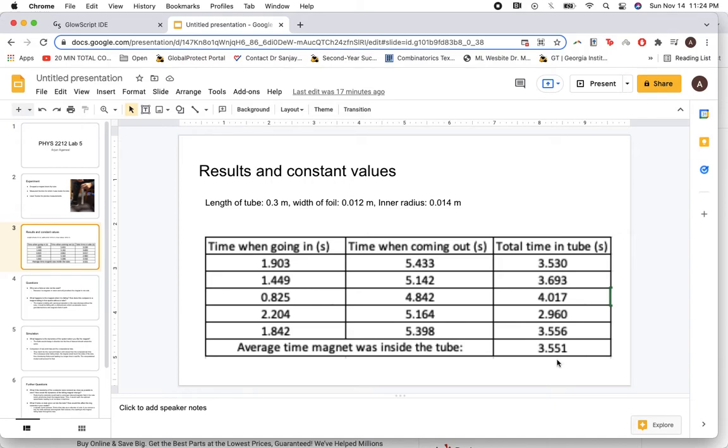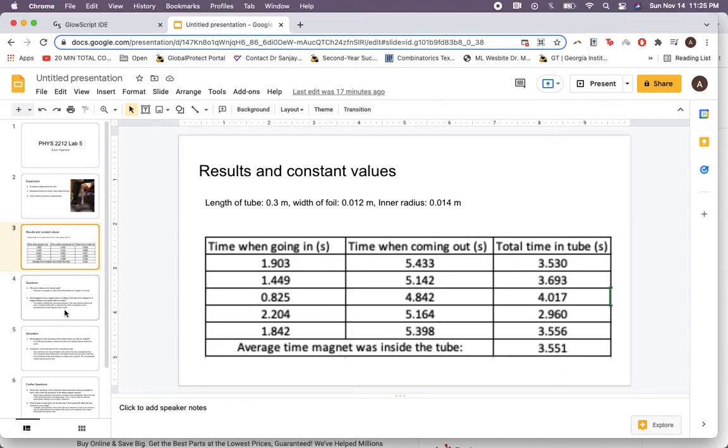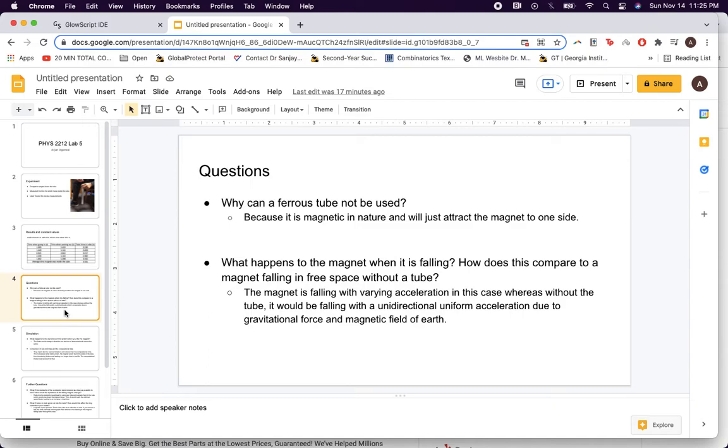These are in four significant figures, primarily because of the software used, which was Tracker. Also, the video was recorded in slow motion for better visualization. Some questions regarding the experiment: why can a ferrous tube not be used? Primarily because ferrous materials are magnetic in nature and they will attract the magnet towards themselves, and therefore the magnet will not really fall.